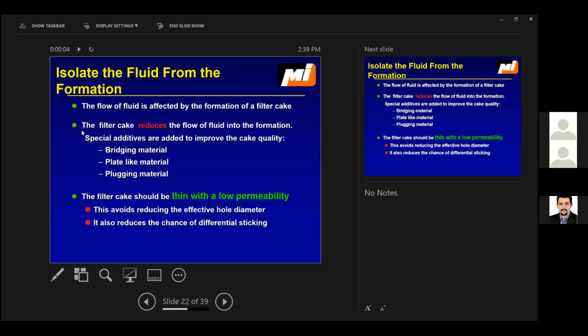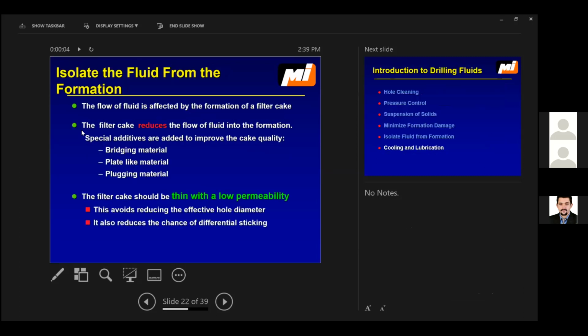The filter cake reduces the flow of the fluid into the formation, and you can make a filter cake. Filter cake is something that lines the well. It is like a building material. You build a wall inside the well, a homogeneous wall. It reduces the transmission of fluid into the formation. It should be thin with a low permeability.